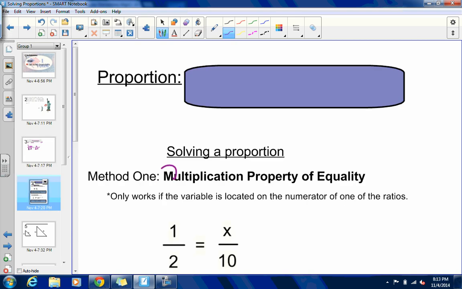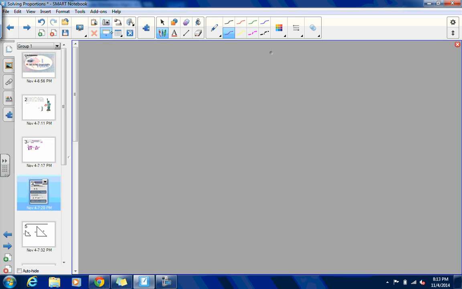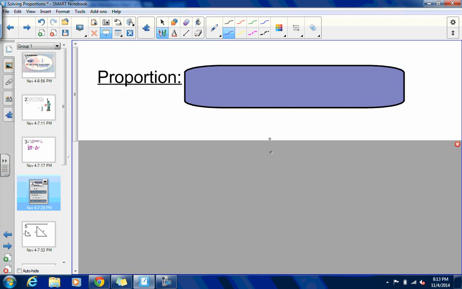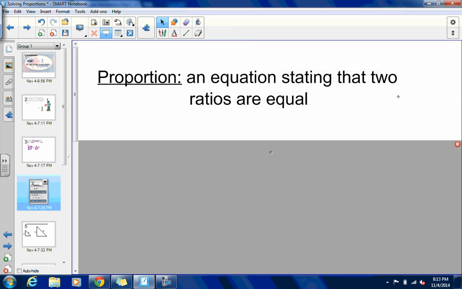So first of all, I just want to quickly review with you what a proportion is. A proportion is exactly what we just looked at before, and the definition here is an equation stating that two ratios are equal. If things are proportional, or if things are similar, we can set the ratios equal to each other, and usually we have a missing piece, and we have to solve for that. But the proportion is just having two ratios that are set equal to each other.